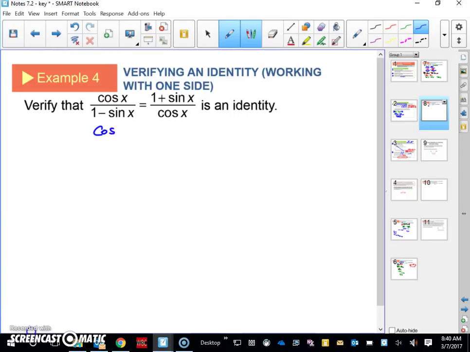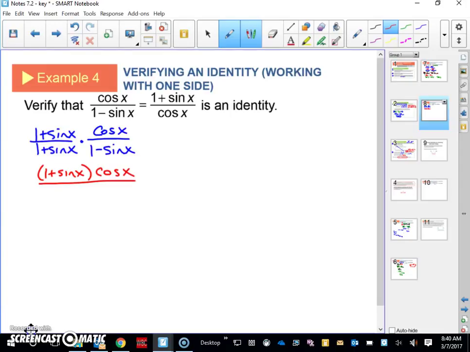One of the hints that you were given earlier said if you ever see something like 1 minus sine, then multiply by that conjugate in the top and bottom. Basically what we're doing is multiplying by a special form of 1, but that's going to make something shake out on the bottom. So if I multiply by 1 plus sine x over 1 plus sine x, I'm going to have on the top 1 plus sine x times cosine x, but on the bottom, 1 plus sine x times 1 minus sine x.